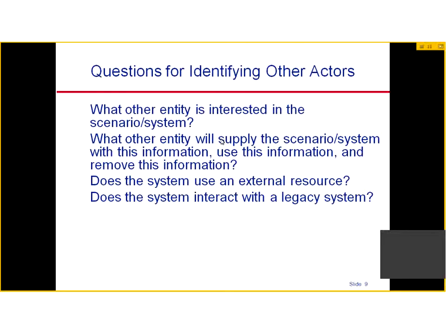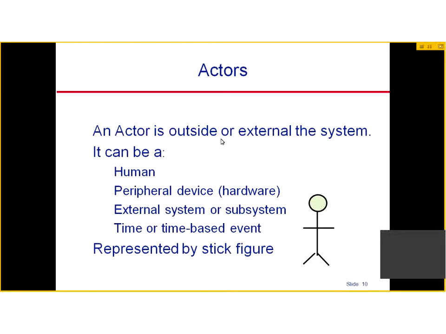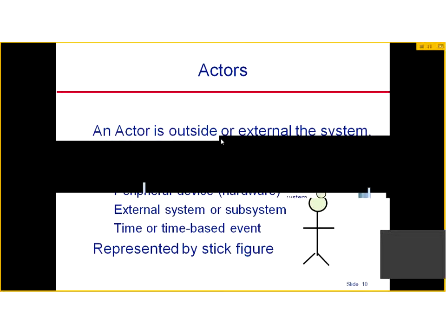When you have identified actors, you can identify more actors by asking what other entity is interested in the system, what other entity will supply the information, whether the system uses an external resource, and whether the system interacts with any legacy system. When we ask these questions, we come to know about all the actors. I told you that the actor is external to the system. It can be a human, a peripheral device like hardware, an external system or subsystem, or time or a time-based event.